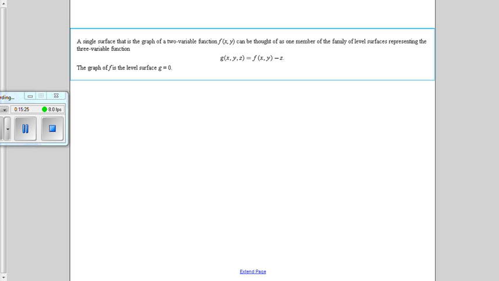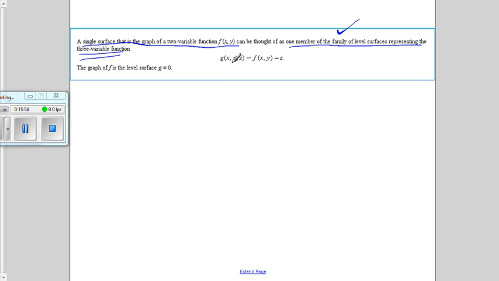So the idea is this. A single surface that is the graph of a two-variable function f of x, y is exactly just one member of the family of level surfaces representing the three-variable function.